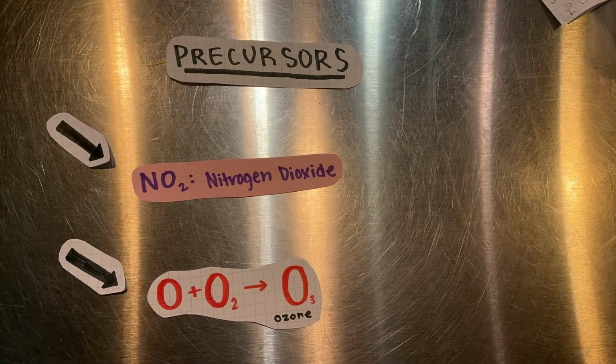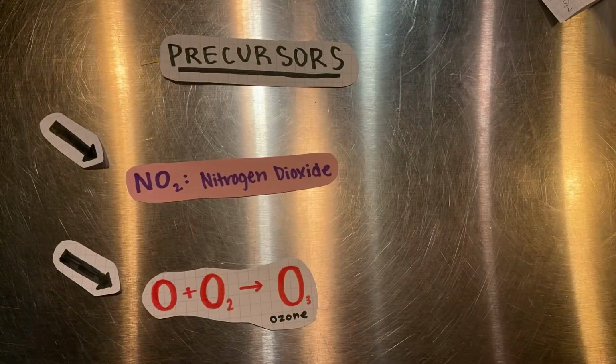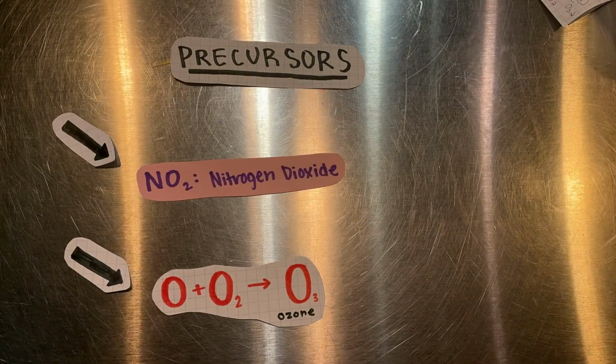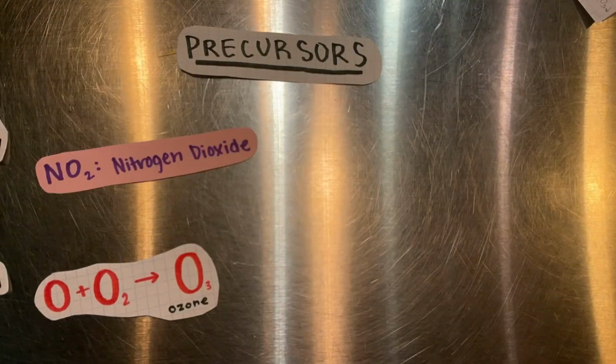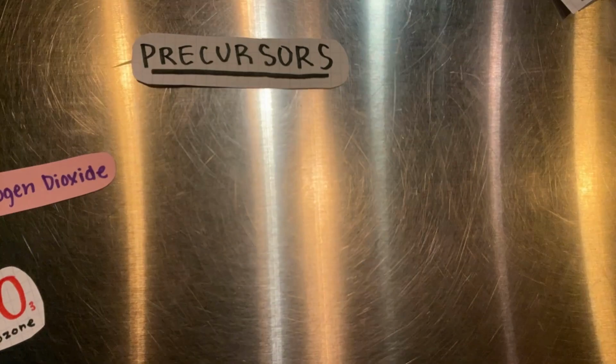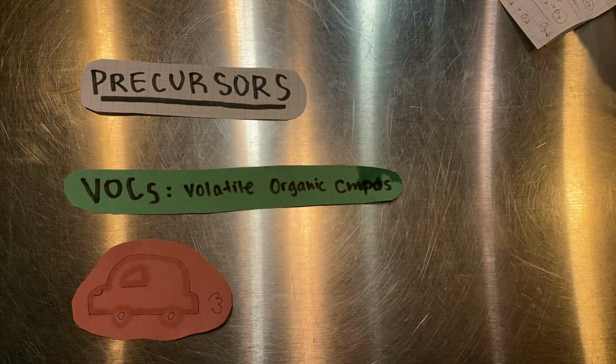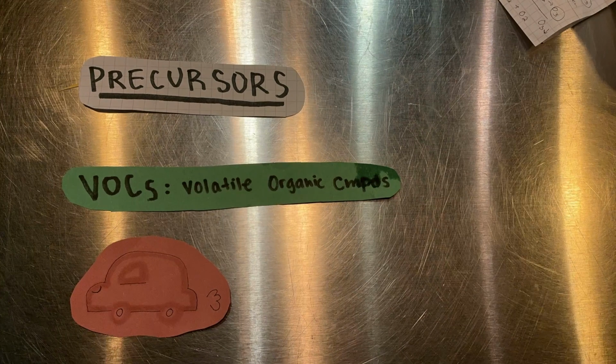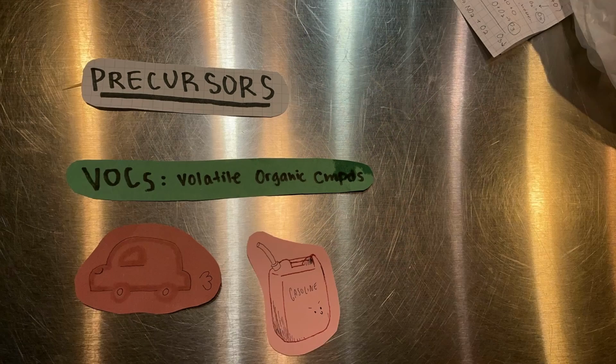Now that we've talked about 2 out of the 3 of the precursors to smog, let's move on to VOCs, which are volatile organic compounds. VOCs are basically carbon-based compounds that evaporate easily. Sources include gasoline, formaldehyde cleaning fluids, and even oil-based paints.